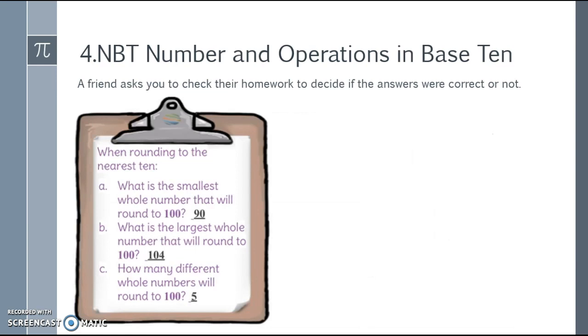A friend asks you to check their homework to decide if the answers were correct or not. Thinking about when rounding to the nearest 10, what is the smallest whole number that will round to 100? Your friend answered 90. What is the largest whole number that will round to 100? Your friend chose 104. How many different whole numbers will round to 100? Your friend chose 5. Stop the video, determine if A, B, or C are true or false.